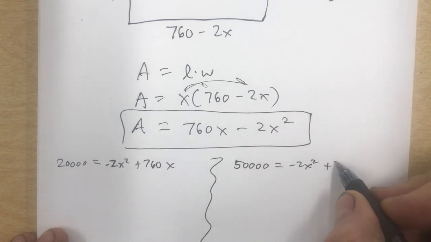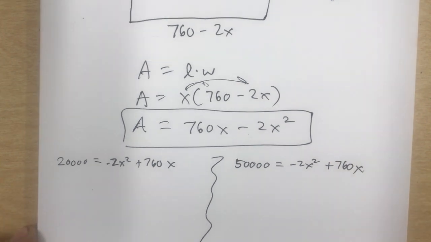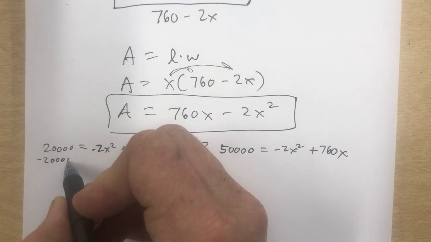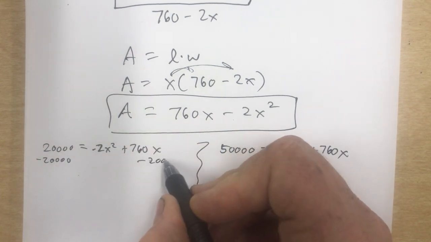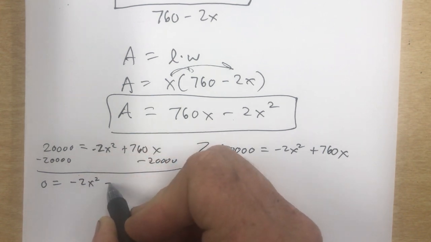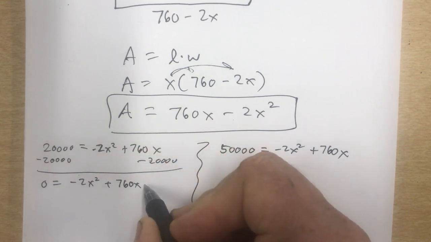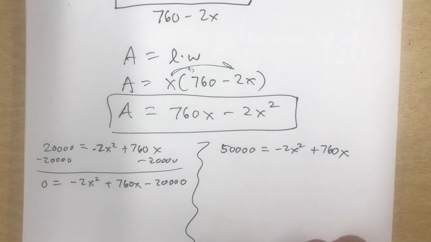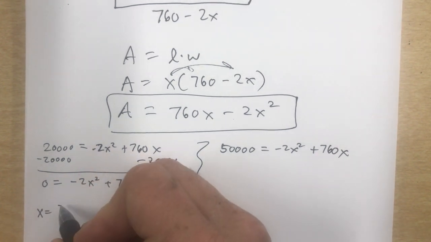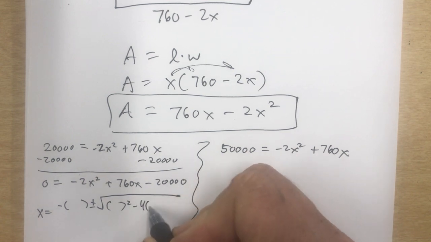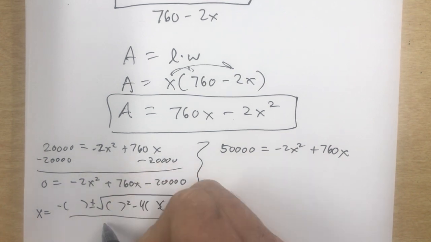Okay, and I'm going to solve both of these. So I'm going to have to minus 20,000 on both sides to make it equal 0. So that gives me this right here, and I don't have any terms to go together, so that's what I have there. And so I just do the quadratic formula. X equals negative b plus or minus the square root of b squared minus 4ac all over 2a.